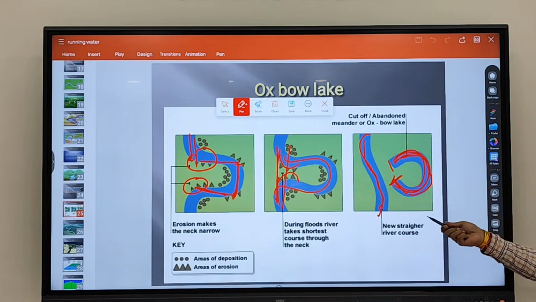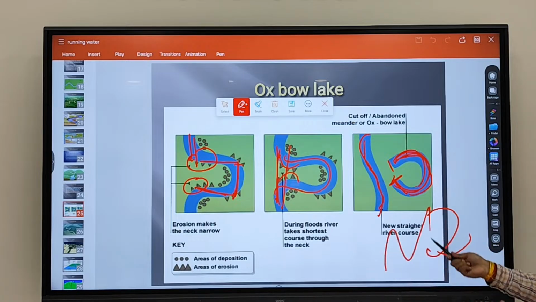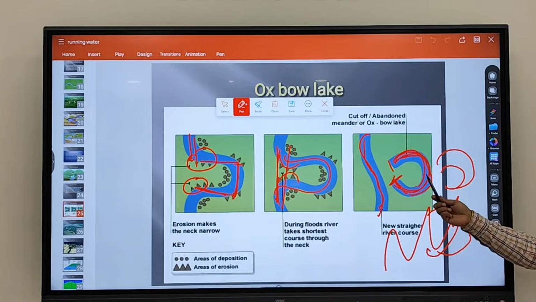Clear? It is a bow-shaped lake. It is not moving. Meander will happen when you have a snake-like movement. But here it is only a curved lake. It is not moving, no. So when it is not moving, we can't call it a meander. We call it which lake? Oxbow lake. Fine.